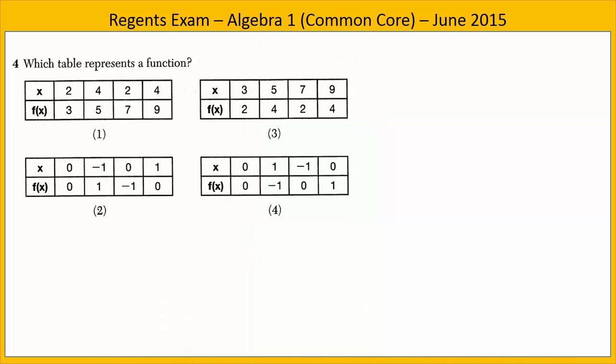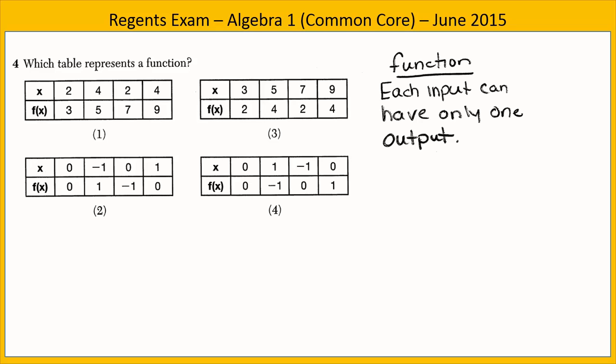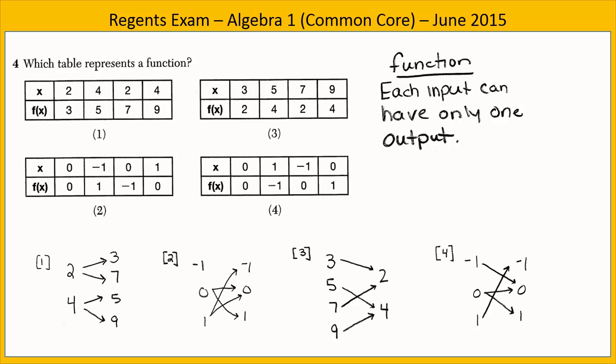In exercise 4, we're given 4 tables. We're asked which table represents a function. Remember, when we have a function, it means we have a relation where each input has only one output. We can do this a few different ways. We could consider what the tables would look like if we were to write them using a mapping diagram. Notice choice 1, the input 2, has 2 different outputs. Same is true with input 4, 2 different outputs. This is not a function. In choice 2, notice that the input 0 has 2 different outputs. Also, the input 1 has 2 different outputs. This relation is not a function.